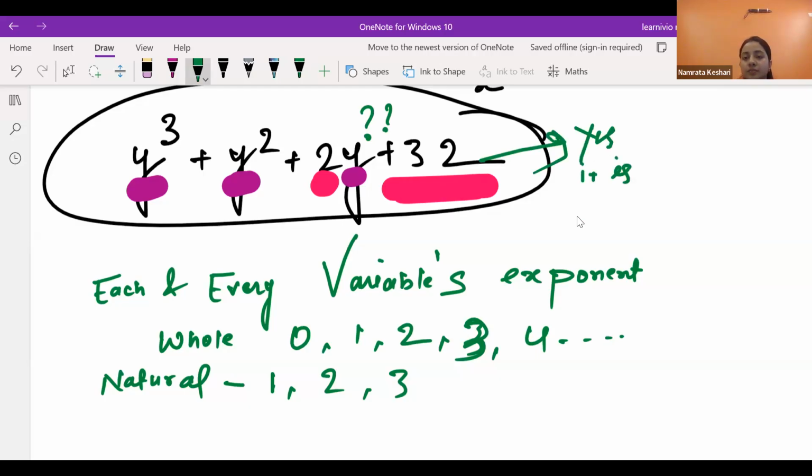Getting it? Yes, ma'am. Okay, so two most important conditions are, first, one and only one type of variable has to be there. Many times y can be there, but if y, z, x, u, v all mix up, that is an algebraic expression, that is not a polynomial. Next, each and every variable's exponent has to be a whole number. Let's take a few more examples.